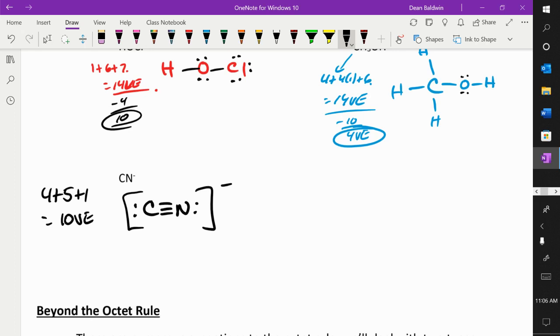Are we ready? Does it look like that? As long as you have a triple bond between the carbon and the nitrogen, and 2 lone pairs of electrons on each one, that is correct. Obviously, carbon wants to form 4 bonds, but it can't. So it forms 3, and it throws a couple of lone pair of electrons to stabilize it. Okay?